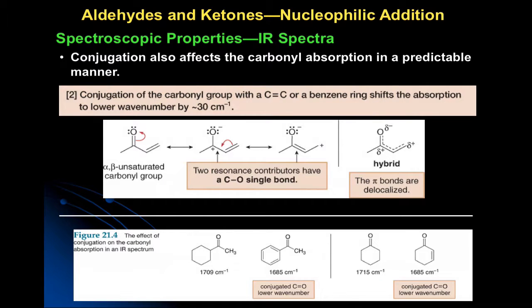But if you think about it, conjugation also has an effect. What does conjugation do to a carbon-oxygen double bond? It stabilizes it, and so we're going to see this in a predictable manner as well. We're going to go to lower wave number by about 30 for each time we have some conjugation. If we look at our good friend acetophenone, what did conjugation do? Lowered it by about 30 wave numbers. If we stabilize that carbon-oxygen double bond, that's going to shift it to the right a little bit, lower the frequency. And that makes sense. It's more stable. So you can see that here as well.